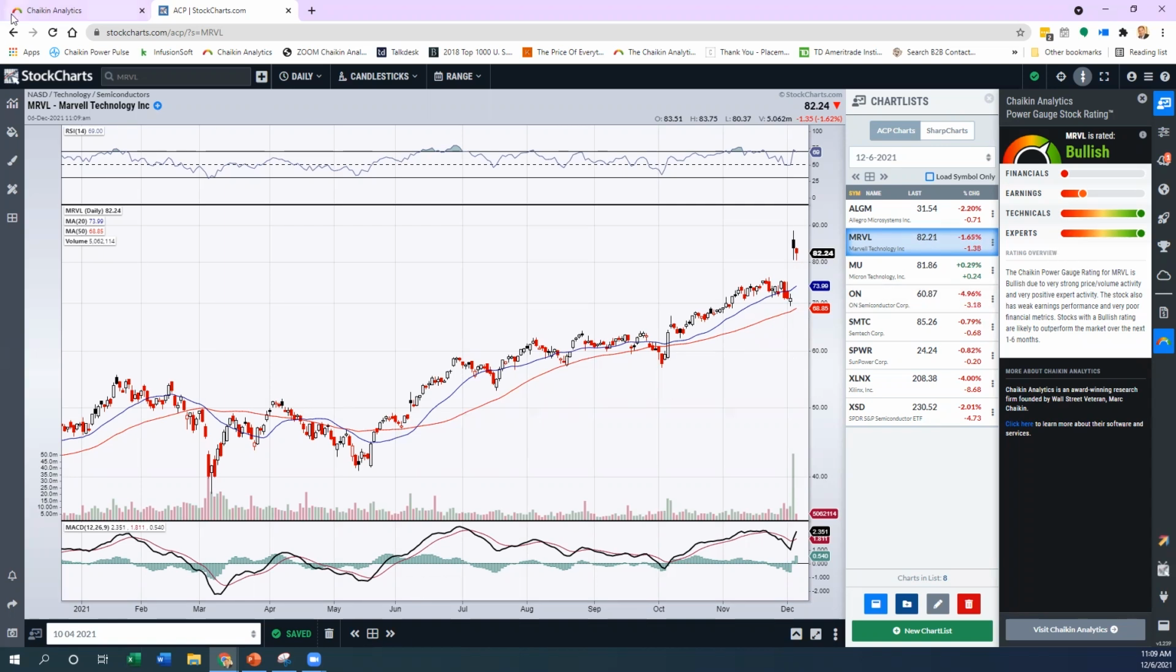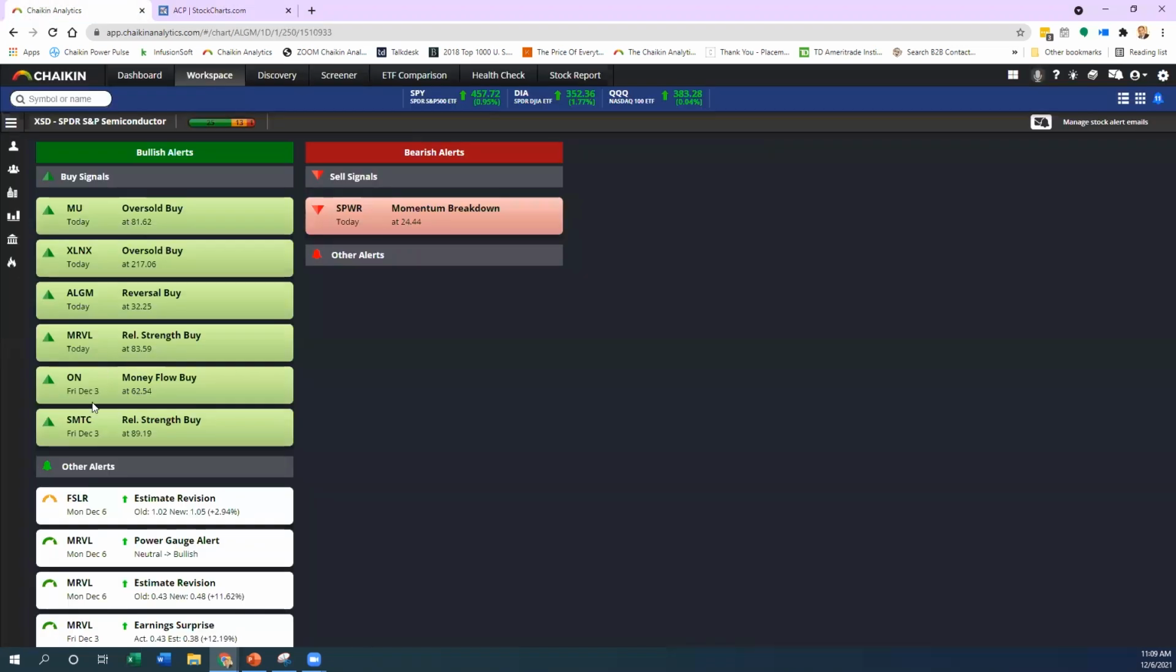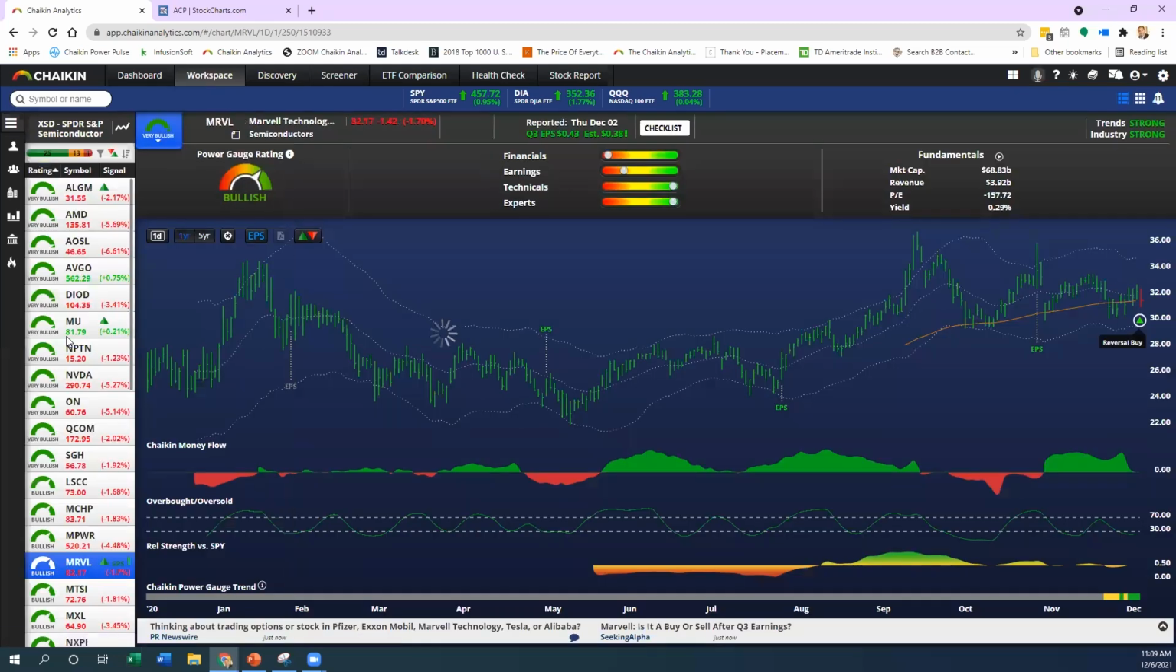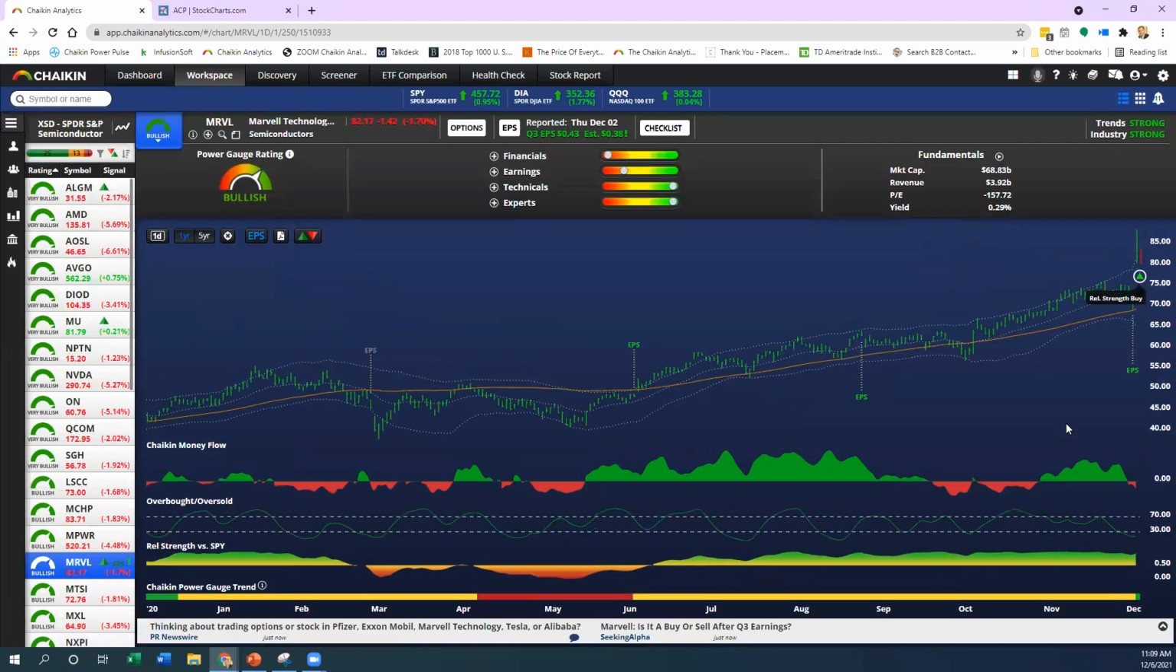Let's go back and look at this particular stock. Double click it, it'll pull it up. And yep, this was actually set up as an oversold buy even before we were looking at earnings coming out. But look at the relative strength.